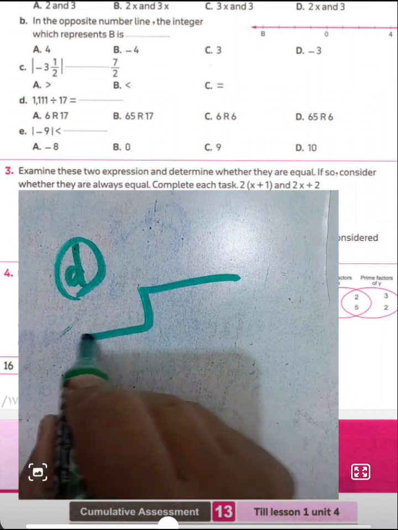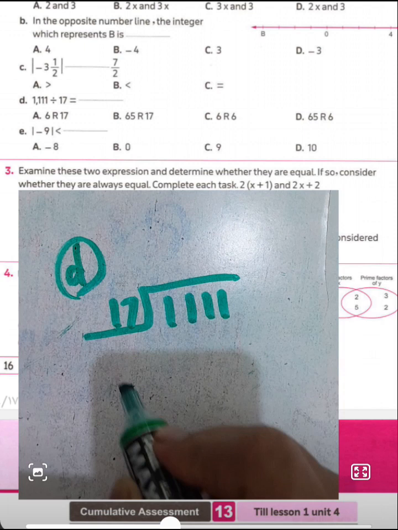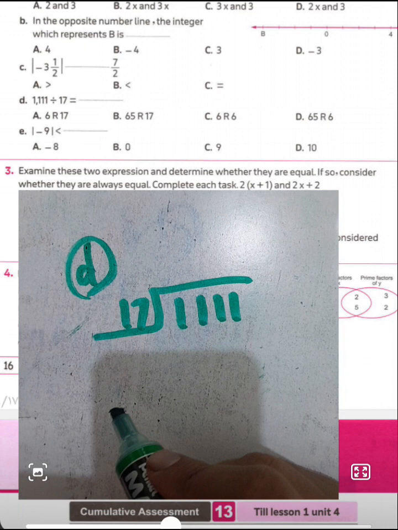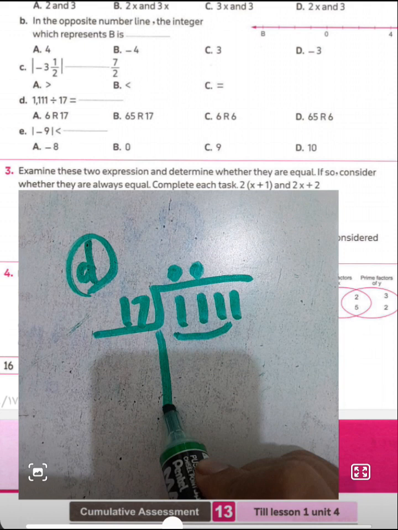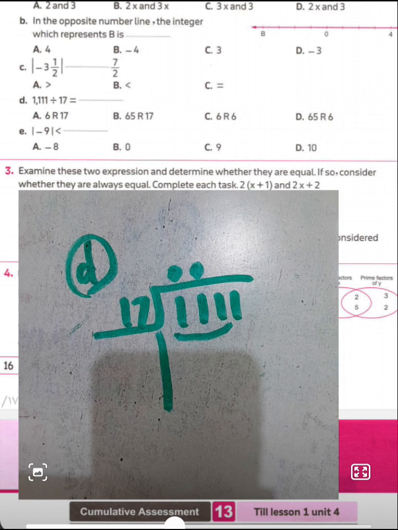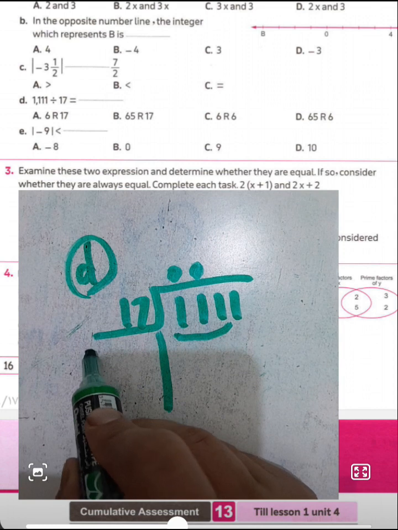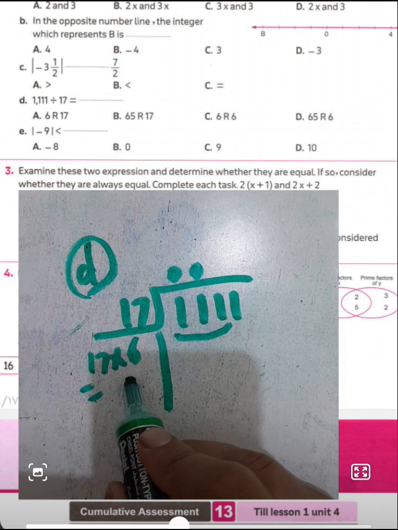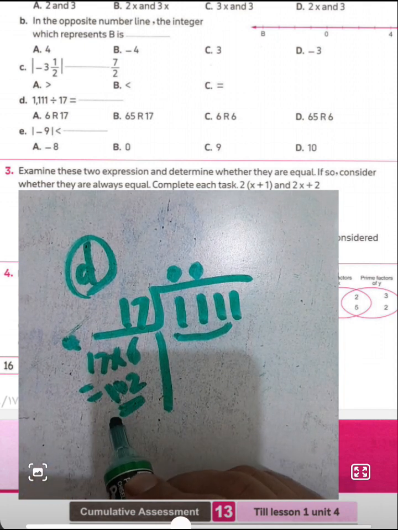Again, I will solve question letter D again. 1111 divided by 17. 1 is less than 17, 11 less than. Then 111 can divide by 17. 17 times what equal number nearest to 111. We can find the multiplication between 17 and 6. 6 times 17. 6 times 7 equal 42. Write 2 and carry a 4. 1 times 6 equals 6 plus 4 equal 10. The result will be 102.